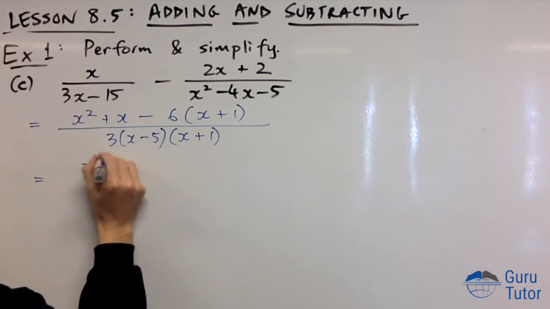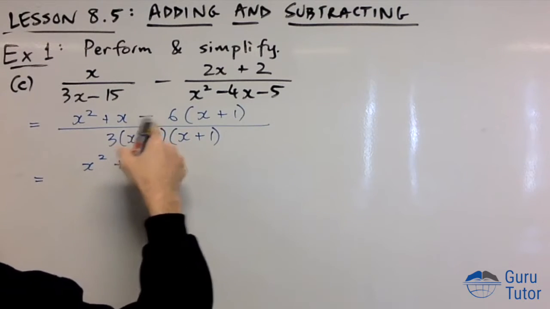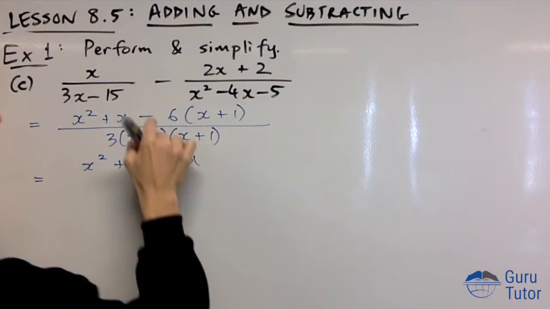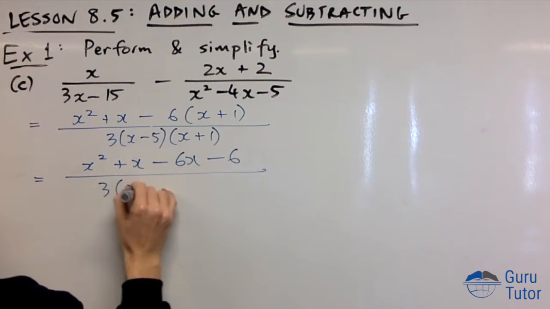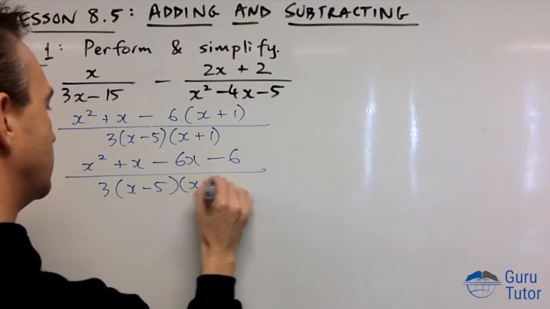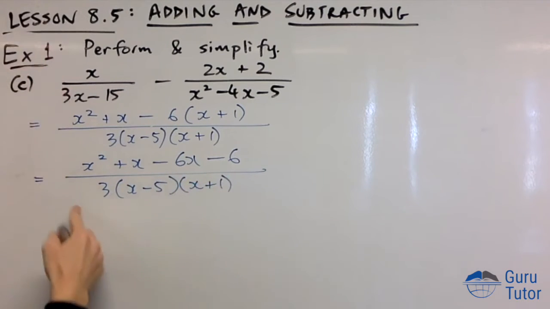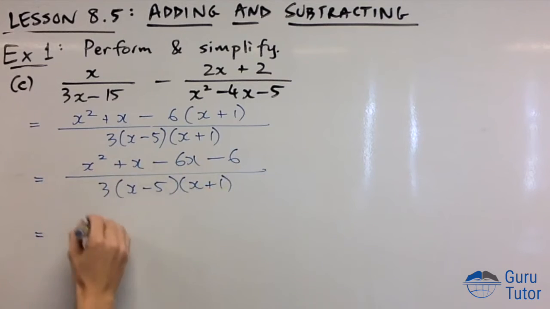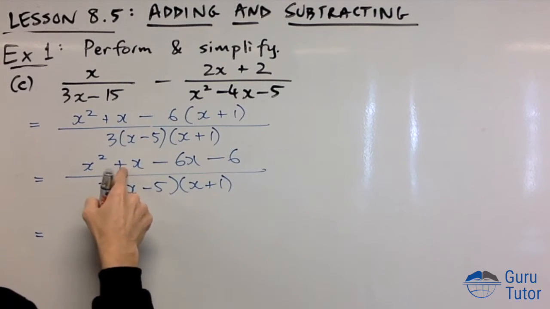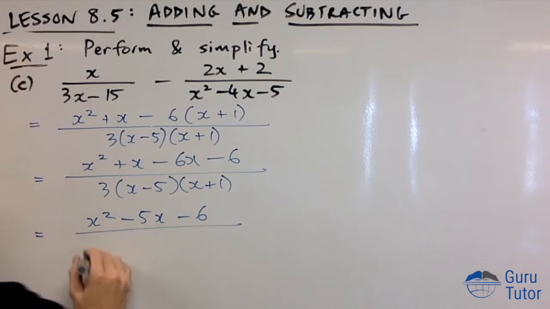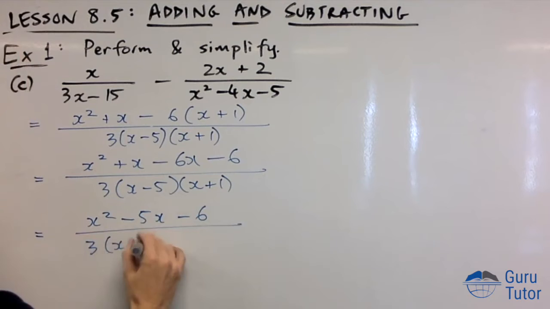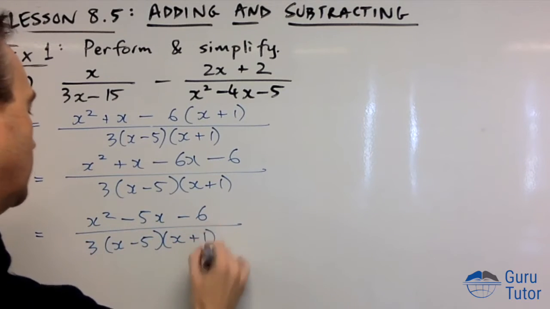Here we go. X squared plus x. Now let's do this. Minus 6 times x is minus 6x. Minus 6 times plus 1 is minus 6, all over 3x minus 5, x plus 1. We usually leave the bottom factored, okay? It's just the way it's done, okay? And the top is the thing we generally mess around with. All right, now let's collect like terms here. X squared plus 1x minus 6x is minus 5x minus 6 on top. And on the bottom, 3x minus 5, x plus 1.